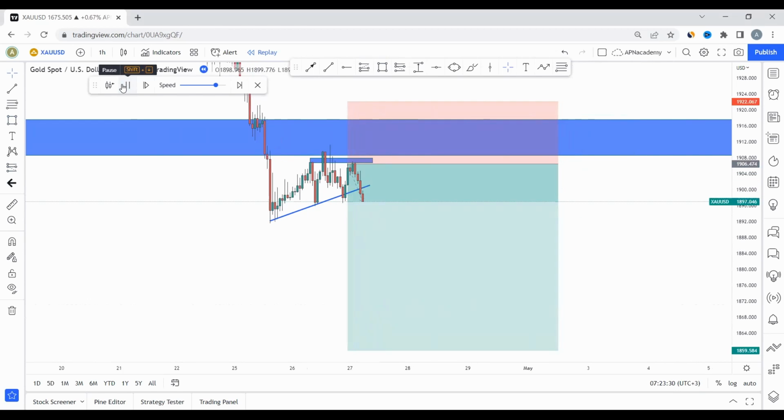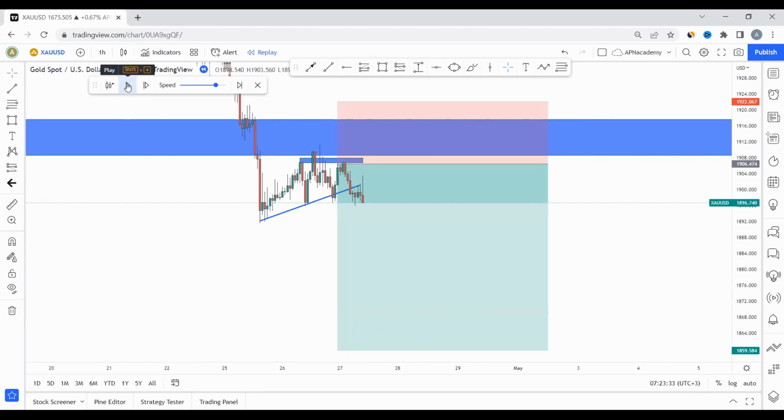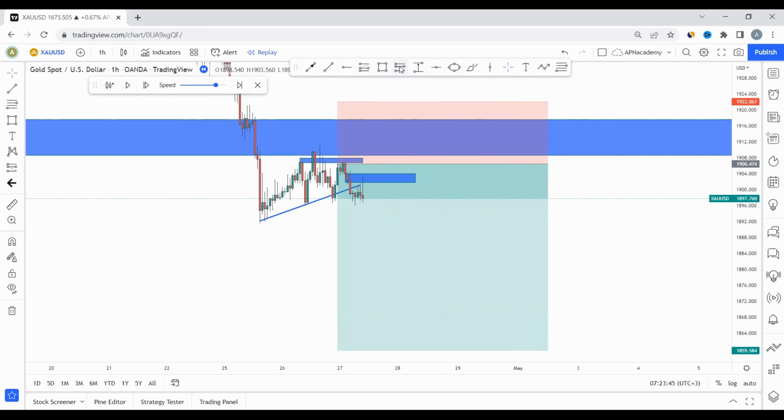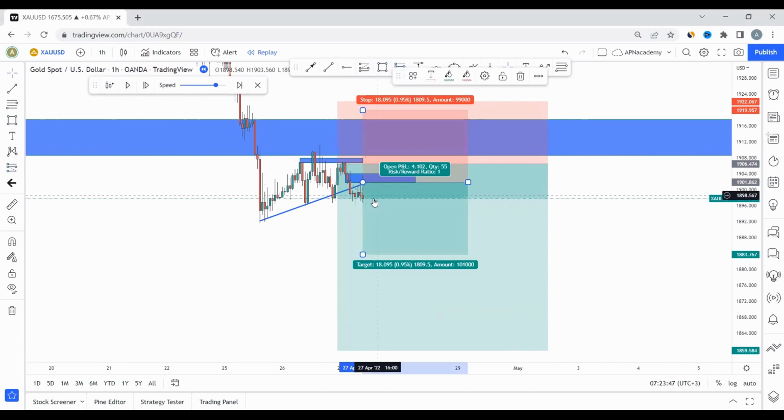So we are into the trade. Let me just pause this. For those who want to take multiple entries, you can have another entry after the market created this small M and then came back for this retest. When it came back for this retest here, you can just have another entry here.